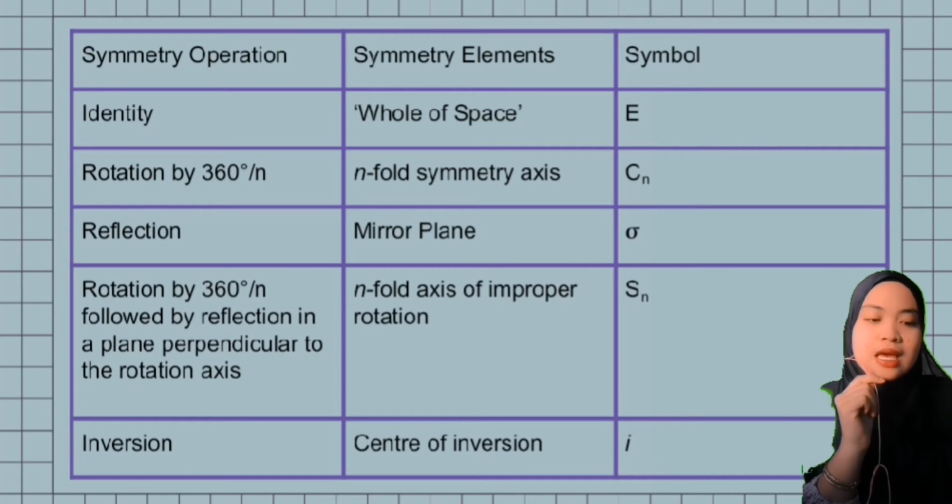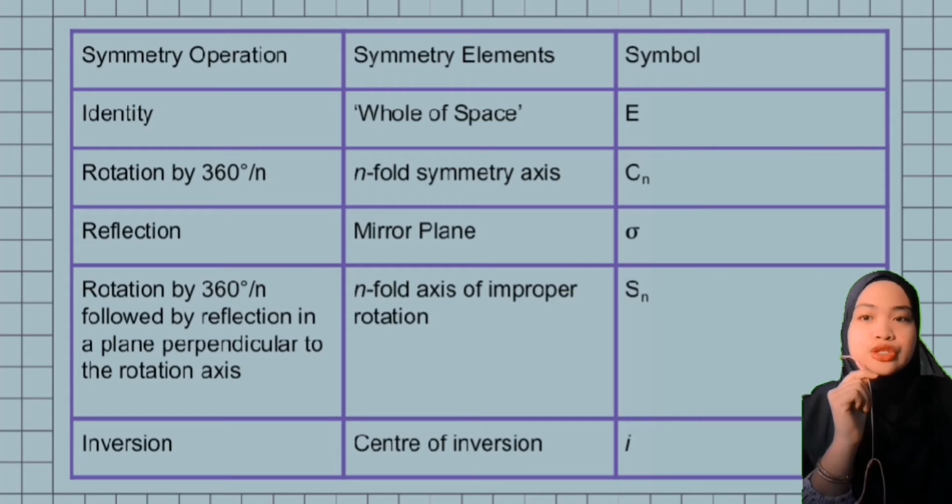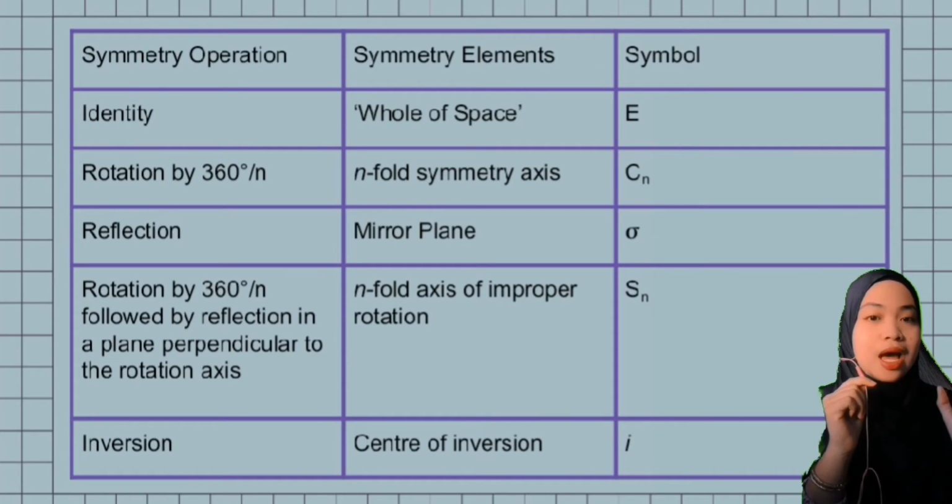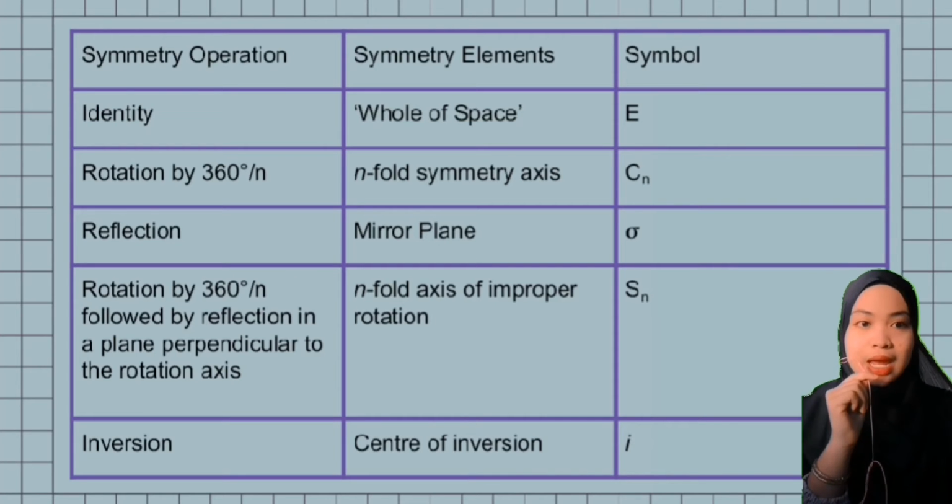What are symmetry elements? Okay, if you can see the table, we have symmetry operation, symmetry elements, and also the symbols. So first we have identity. Symmetry operation identity, with symmetry element whole of space. What does that mean actually? This means these operations leave the entire molecule unchanged, with symbol E. Next symmetry operation, we have rotation by 360 degrees per n, with symmetry element the proper rotation axis, with symbol Cn. So later on I will show how these operations work.